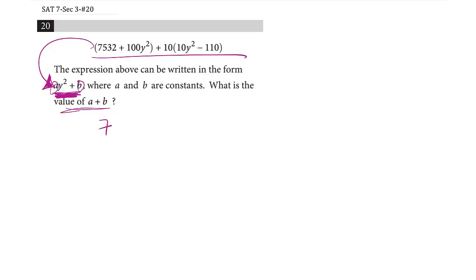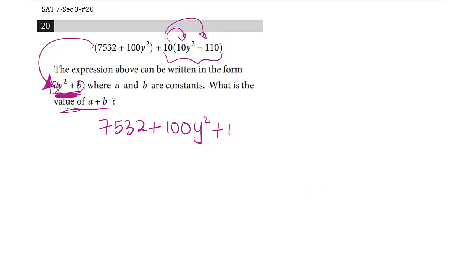We've got the first binomial is 7,532 plus 100 y to the second. To open up the second part of this expression, we have to use the distributive property. So distribute that here and here. We'll have 100 y squared, because 10 times 10.